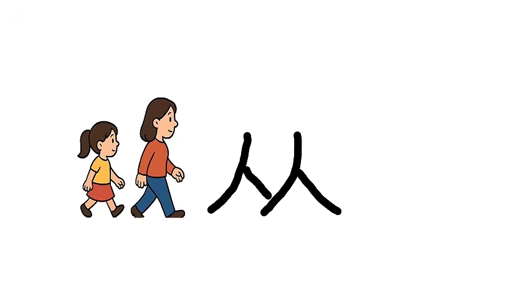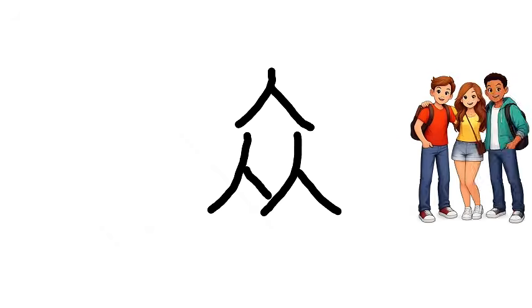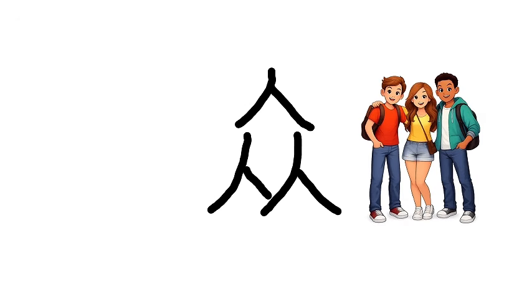Now, let's use 人 again. If we put one more person next to it, can you guess the meaning of this new character? It means to follow. One person following another person. If we add one more person on top, now we have 3 people in this character. What do you think it means? Yes, it means group or crowd. 3 people together represent a group.